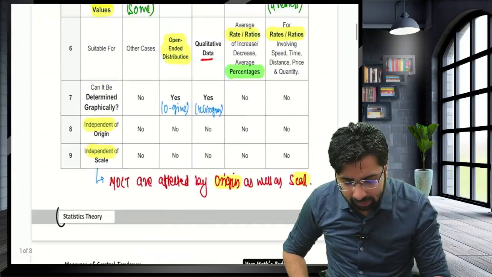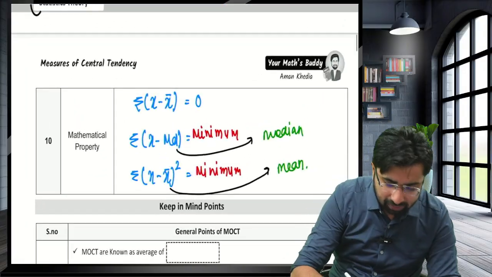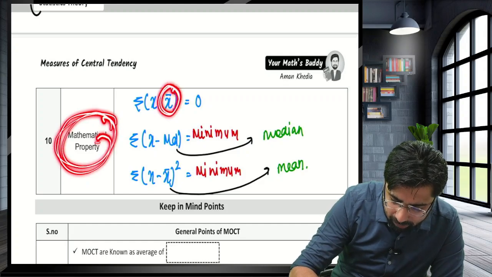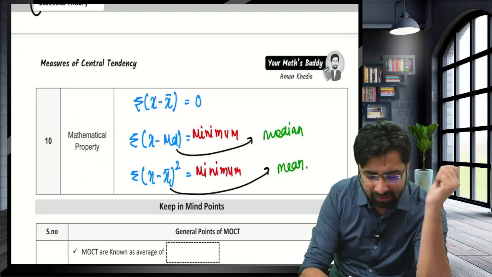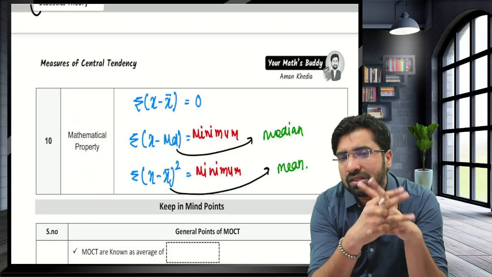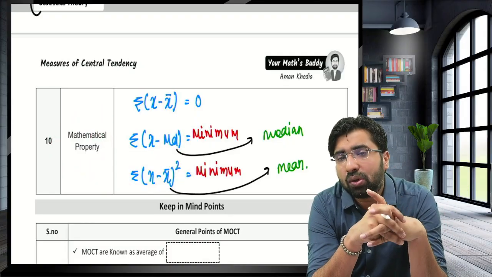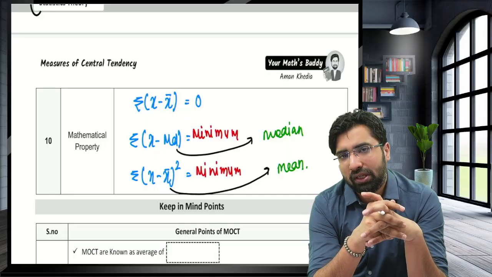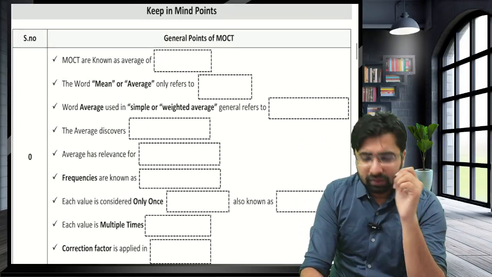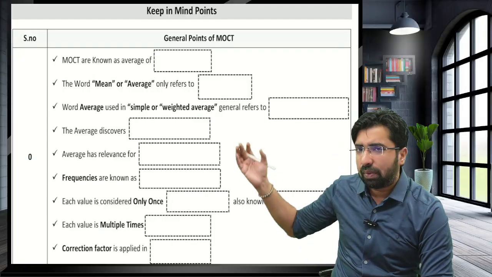Here we are done with the comparative theory, guys. We say mathematical properties are possessed by the mean and also by the median. But such mathematical properties we don't use with the mode. That's why sometimes we say that mode does not have any mathematical property. Guys, are you getting my point? Yes, guys.